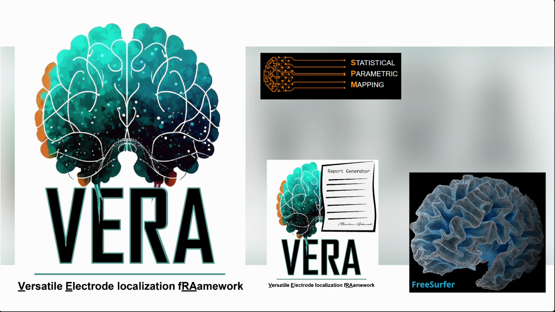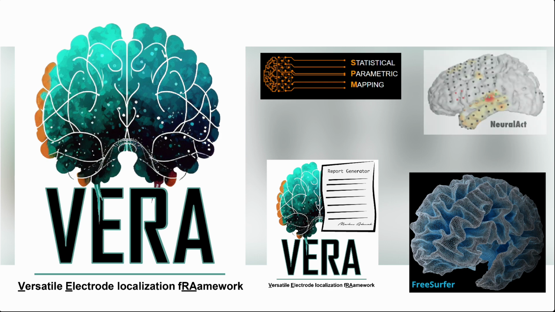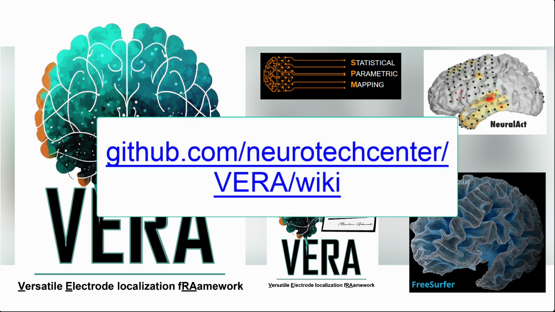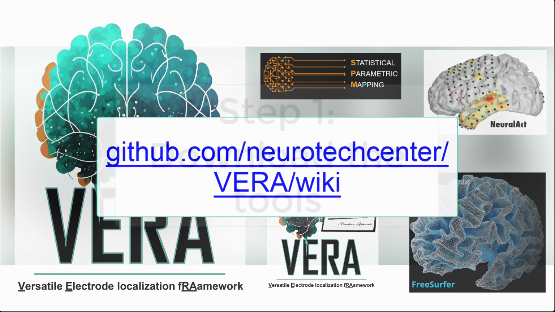If you are also interested in localizing ECOG electrodes, the Neuralect tool is useful for projecting the electrode locations onto the surface of the brain model. Make sure to check out the VERA wiki page at github.com/neurotechcenter/vera/wiki to see the currently supported tools list, including Pacer for DBS lead detection.